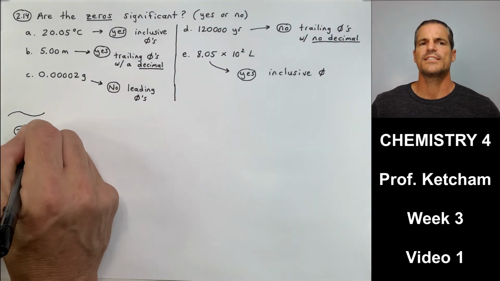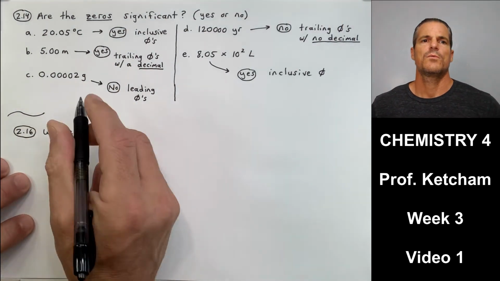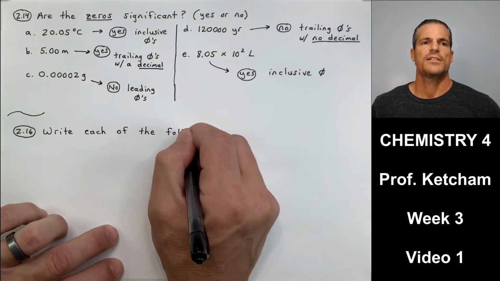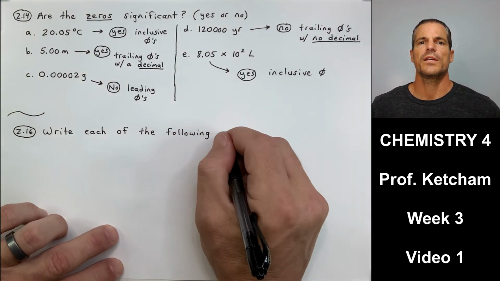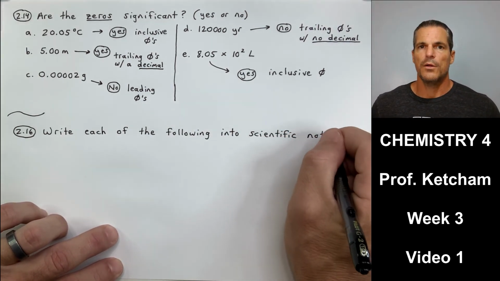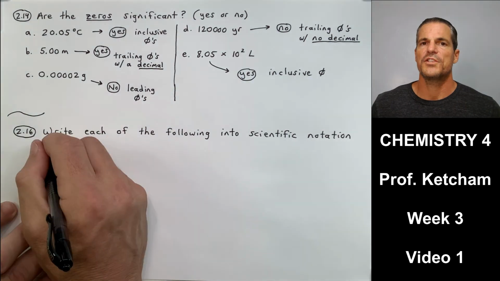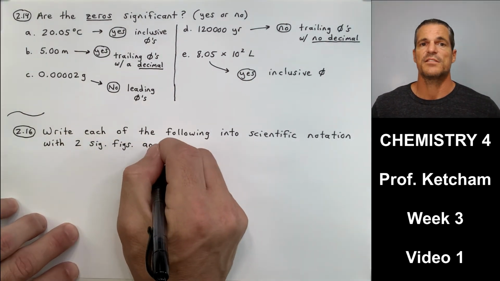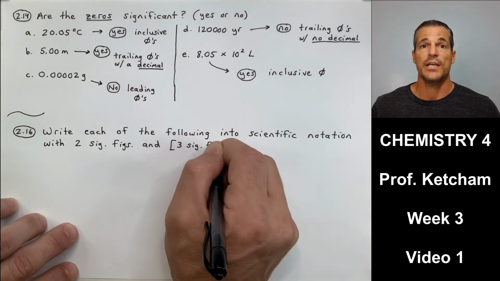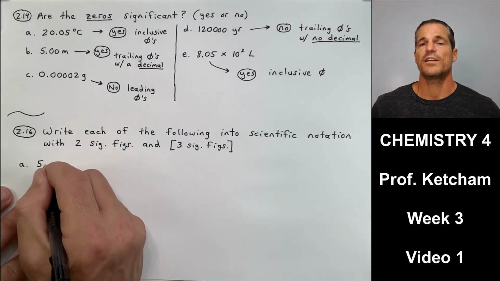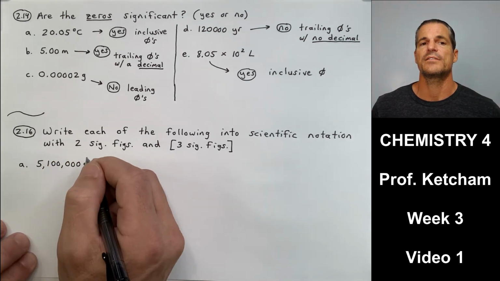All right, number 16 out of chapter 2 wants us to write each of the following into scientific notation. So remember, not only do you get the numbers right, but you have to watch out for the number of significant figures that they want you to report it in. If they just say write it in scientific notation, you keep the same number of sig figs. Here we're going to convert these to 2 sig figs and 3 sig figs will be our bracket answer.